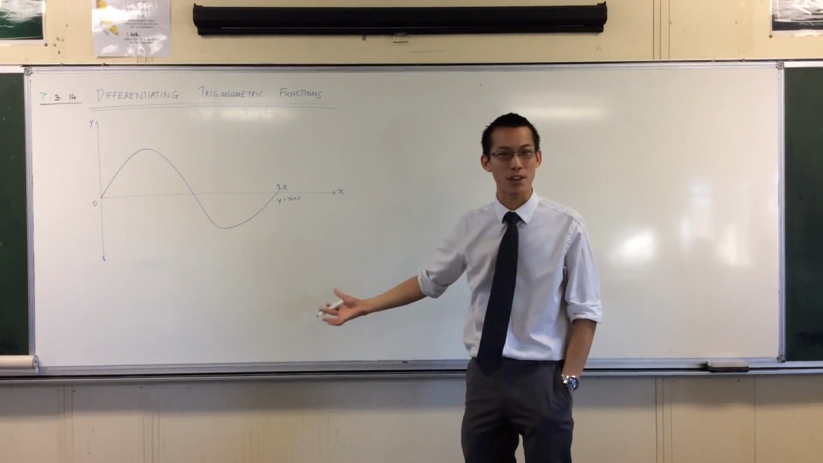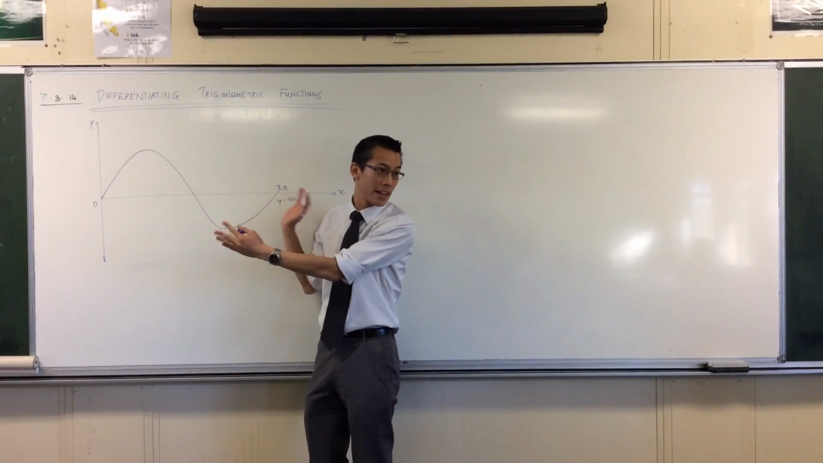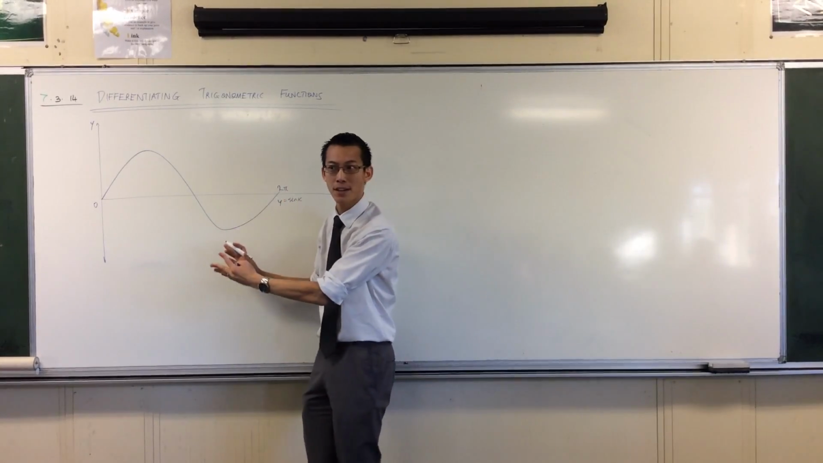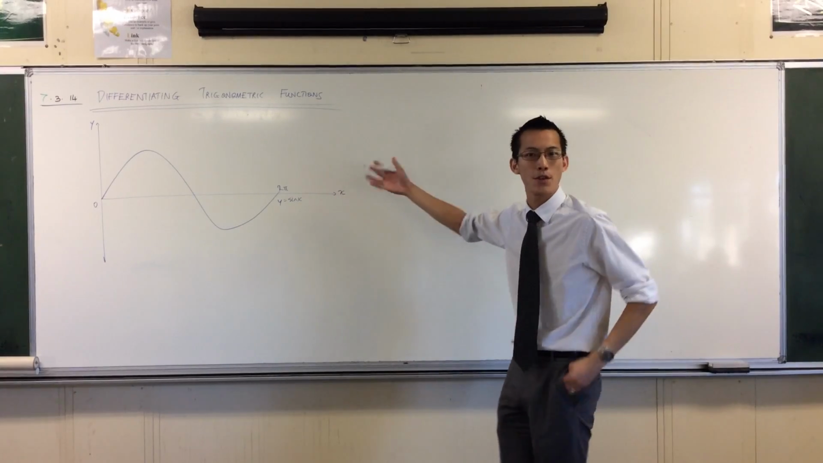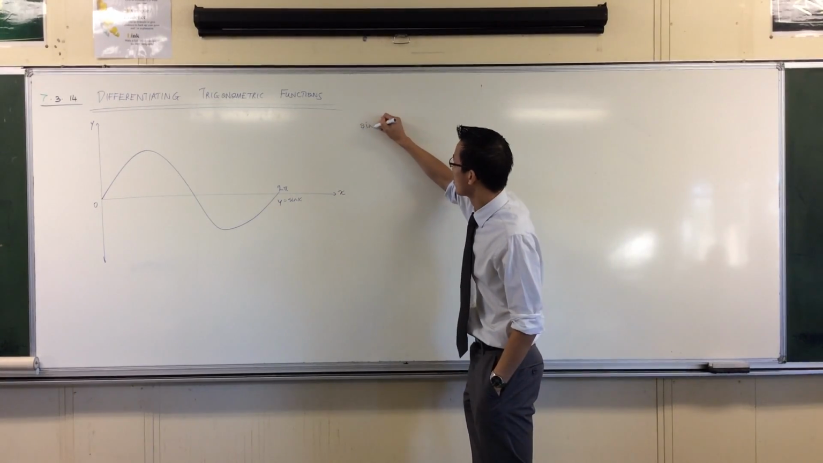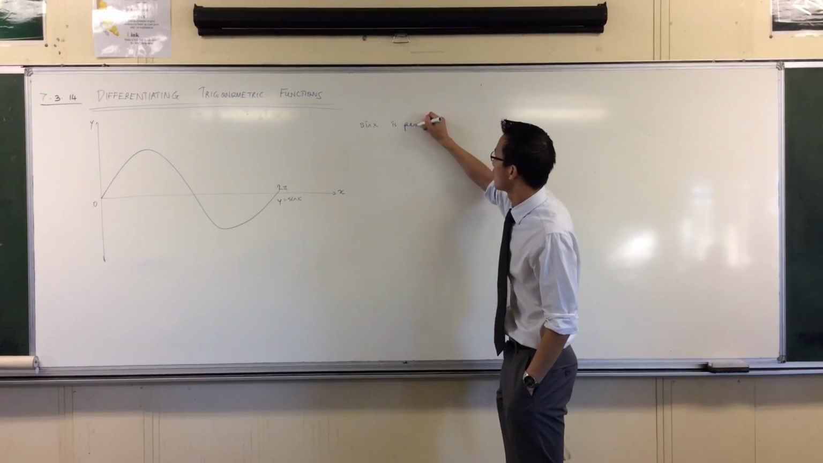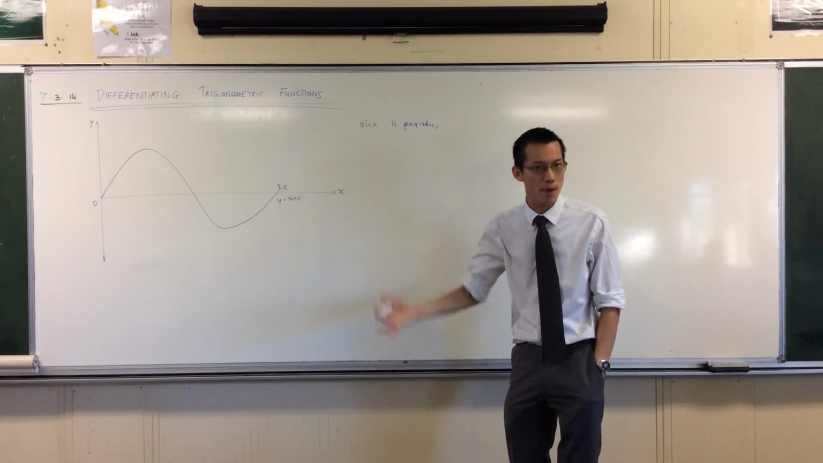Because this graph is periodic. We've been doing this to death recently, haven't we? Right? So if I can tell you about the gradient function of this part of the graph, I can tell you about the gradient function for the entire graph because it just repeats over and over again. So the first thing I'm going to say is sine, right, is periodic. So its derivative is periodic.